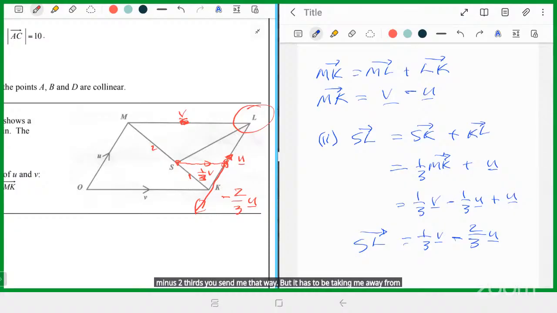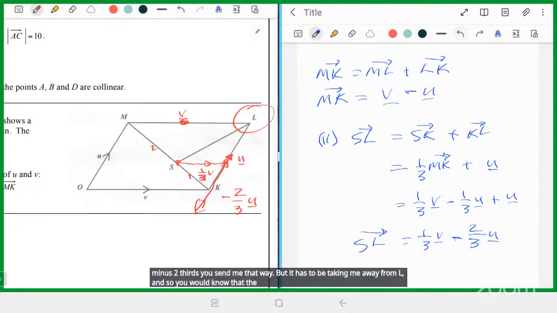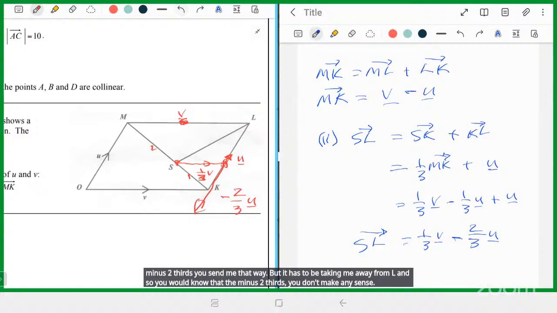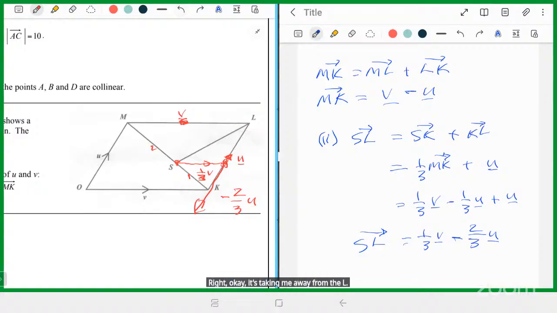And so you would know that the minus 2/3 U doesn't make any sense, right? Because it's taking me away from the L. You have to learn to pick up any mistakes that way, and don't just accept anything that you get, because sometimes you make mistakes, especially with your positives and your negatives. So with a plus right here, everything is good.